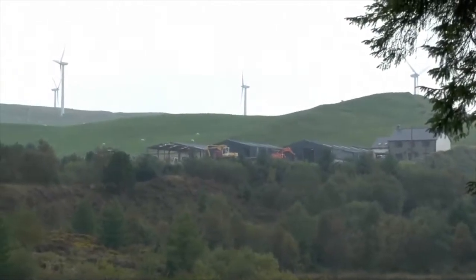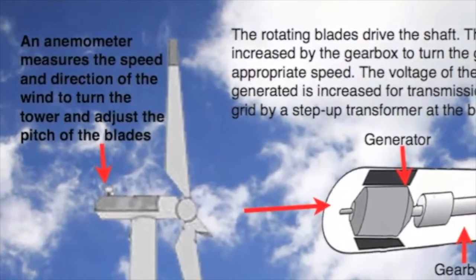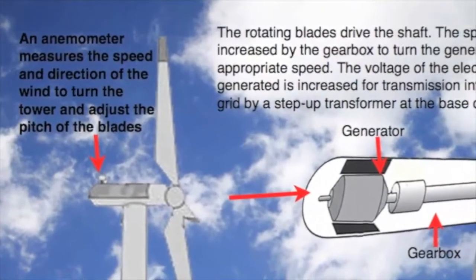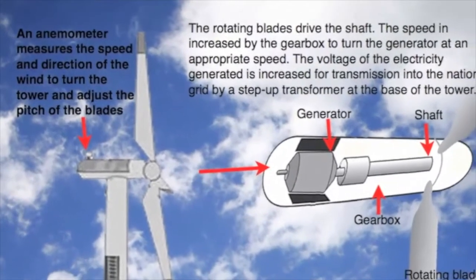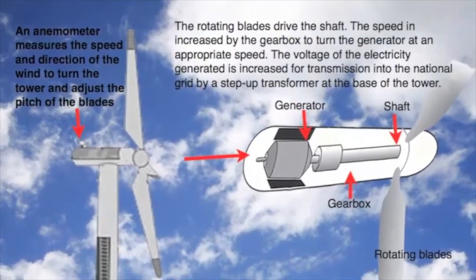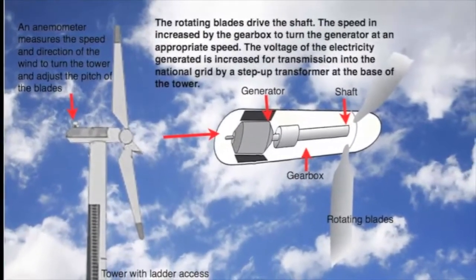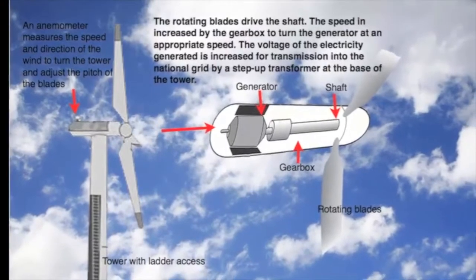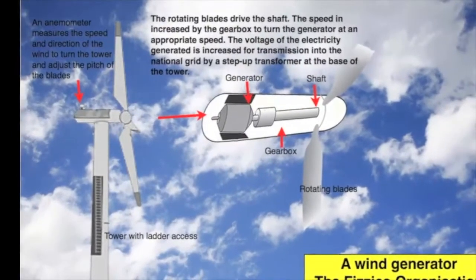In order to generate electricity effectively, the turbine has to be adjusted to account for the wind's speed and direction. The rotating blades drive a shaft, and then through a gearbox. The gearbox is necessary so that the generator is always turned at a consistent speed. The generator then produces AC electricity.